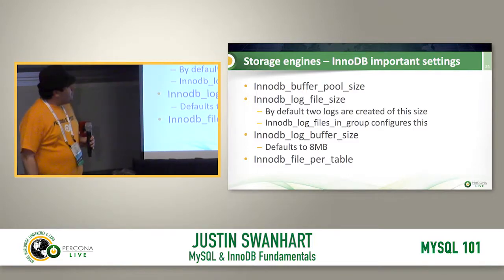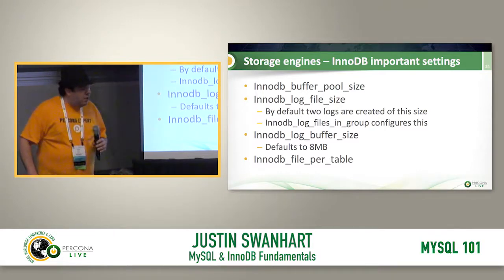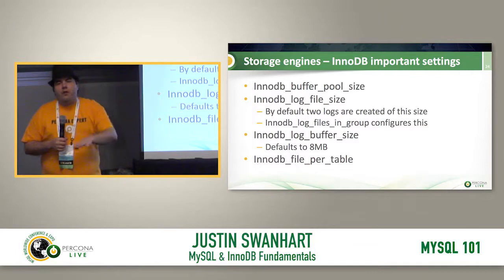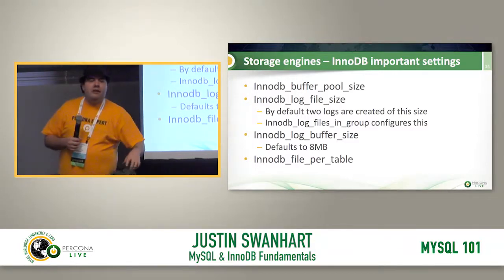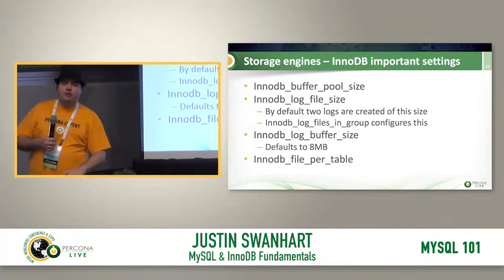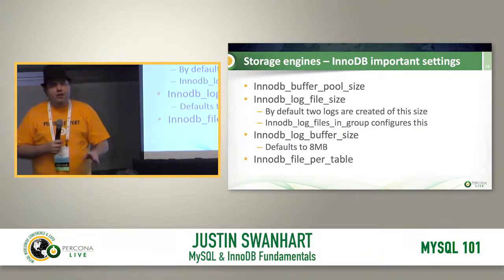There's rumors that 5.7 will have online optimize, but I haven't tested it. So yeah, like I said, the InnoDB buffer pool size is the most important parameter that you have to worry about. That's your cache for your data. That's your LRU. If you have the buffer pool size set too small, you're not going to get good performance.